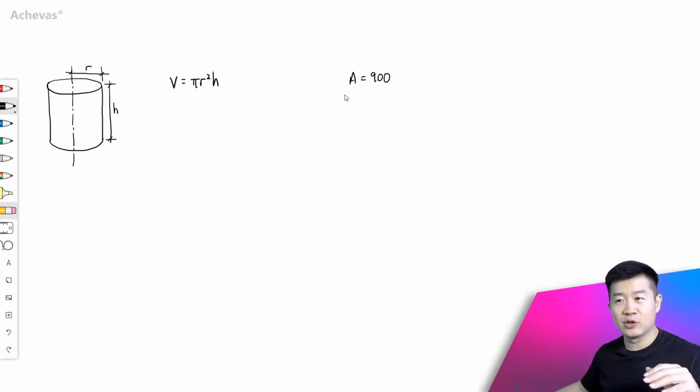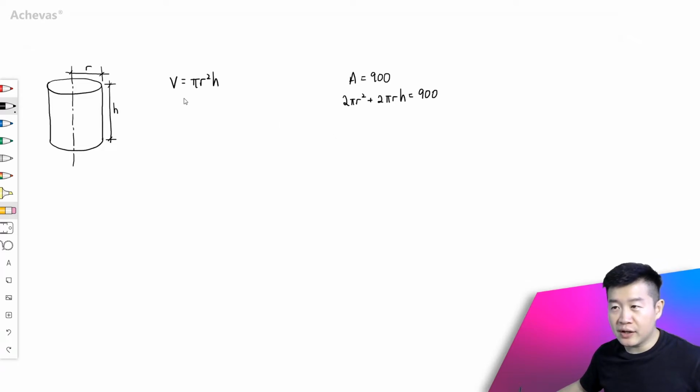get A, it is going to be 2 times the area of the circle on top and below the cylinder. So it's going to be 2 pi r squared plus the curved surface area of the cylinder, and that will be 2 pi r h. So this is equal to 900.